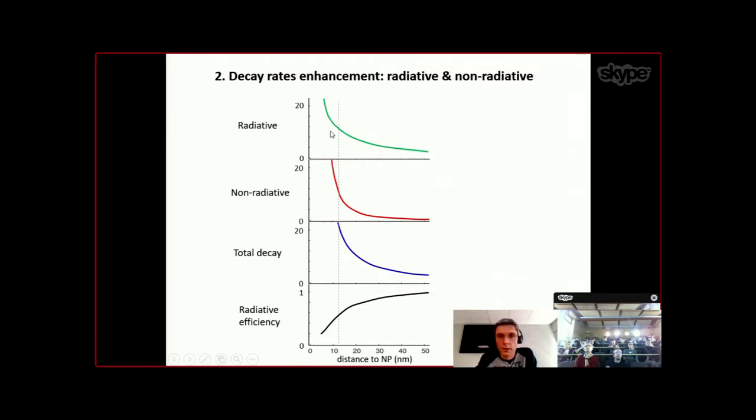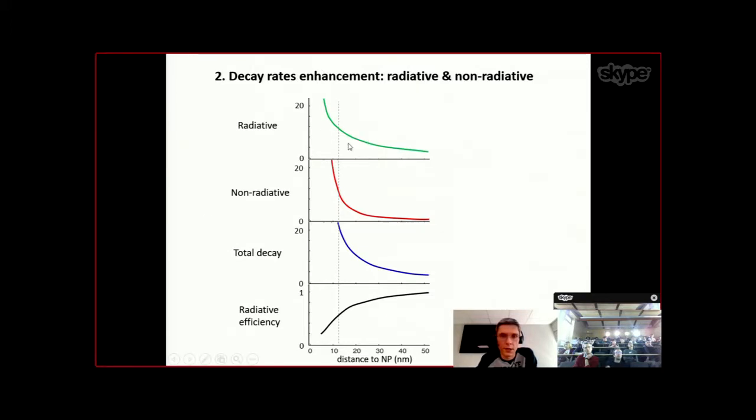The radiative rate is going to be increased. This is due to the fact that the molecule is going to radiate to a nanoparticle, and this nanoparticle is going to scatter light back to the molecule. And this is going to act as a secondary driving field. So this is going to drive the molecule more and increase its tendency to emit photons.